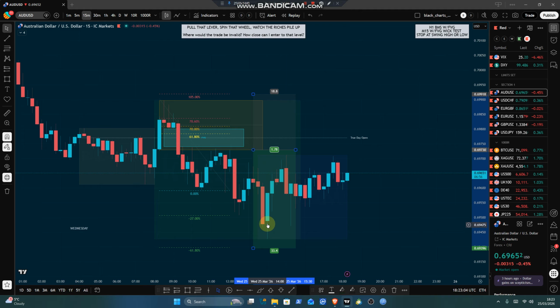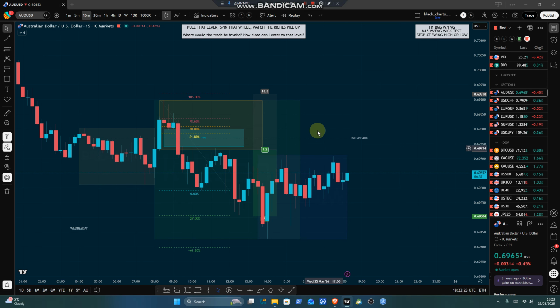I held on to this trade up until here. The market was very shy in taking me out, but then as it retraced, I just exited at a 1-to-1 on this 27 level here, so I ended up collecting at least a 1-to-1 risk to reward on that. That was the trade that played out.